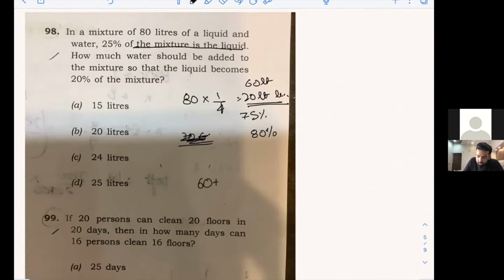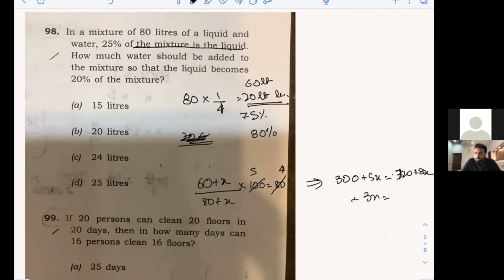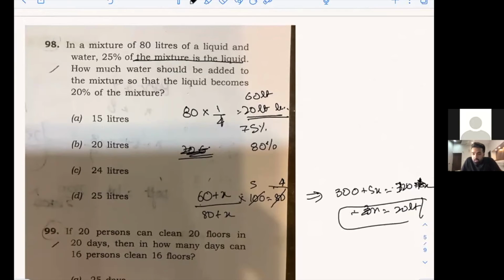अब 60 लीटर्स वाटर है, प्लस हमने वाटर ऐड किया, ऑफ कोर्स वो मिक्सचर को भी बड़ा कर देगा और हमें उसका परसेंटेज चाहिए 80. इसको सिंप्लीफाई किया, 5 into 4, let's solve it up. 300 plus 5x is equal to 320 plus 4x. If I solve it, 300 minus 320 is 20, 20 is equal to x, so answer is 20 liters.